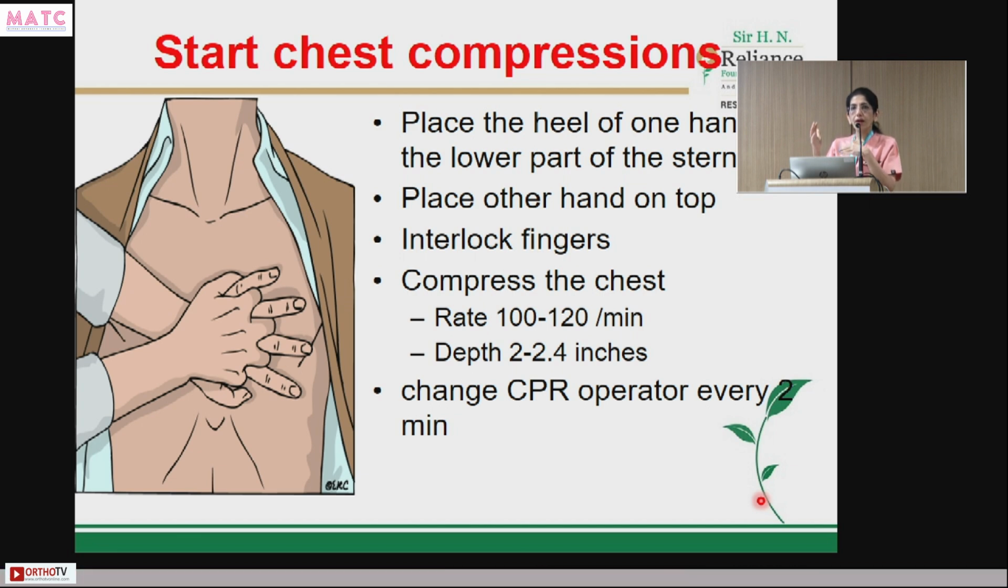Now the idea behind the compression is that the sternum is compressed so that it compresses on the heart, and because the heart is stopped, now it will generate the cardiac output with your compression. So that is the idea behind the compression.